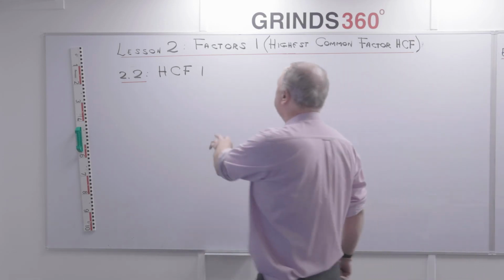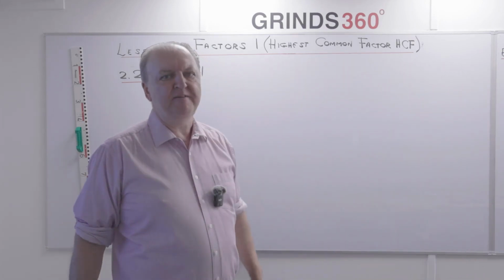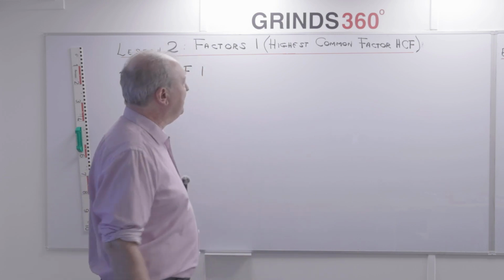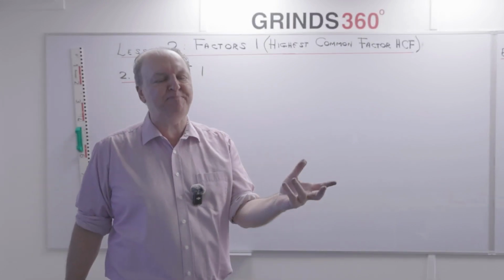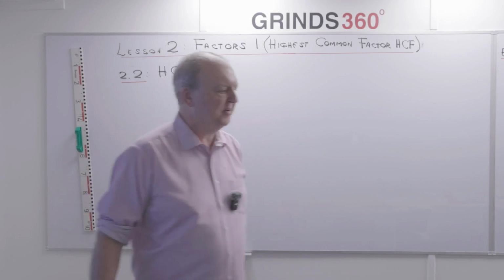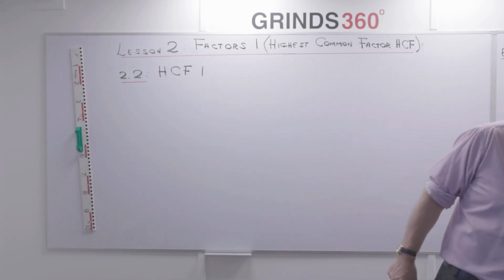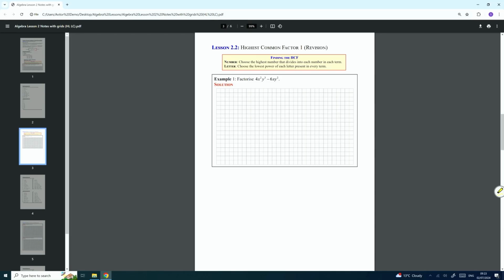So we're in lesson number 2, factors. Factors 1, called HCF. We showed you in the previous part of the lesson how to take out the HCF. Looking at your notes, you can see the technique for finding the HCF. Number: choose the highest number that divides into each number in each term. And letter: choose the lowest power of each letter present in each term.